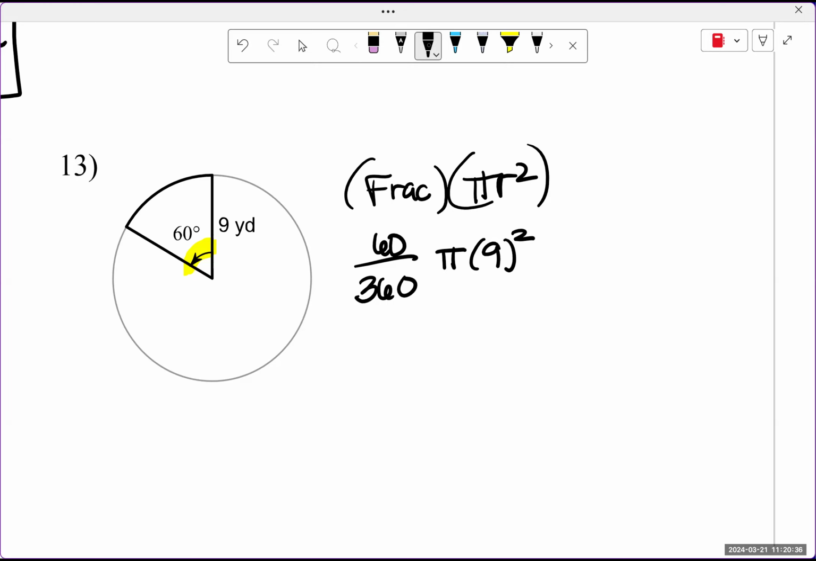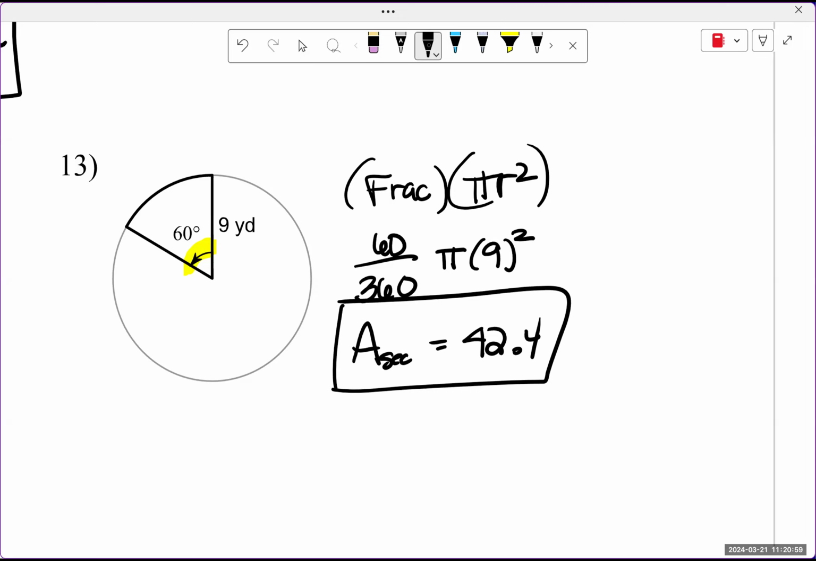Okay, so I was actually looking at something else. 60 divided by 360 equals, times pi button, times 81. Yes, 42.4. Area sector equals 42.4.